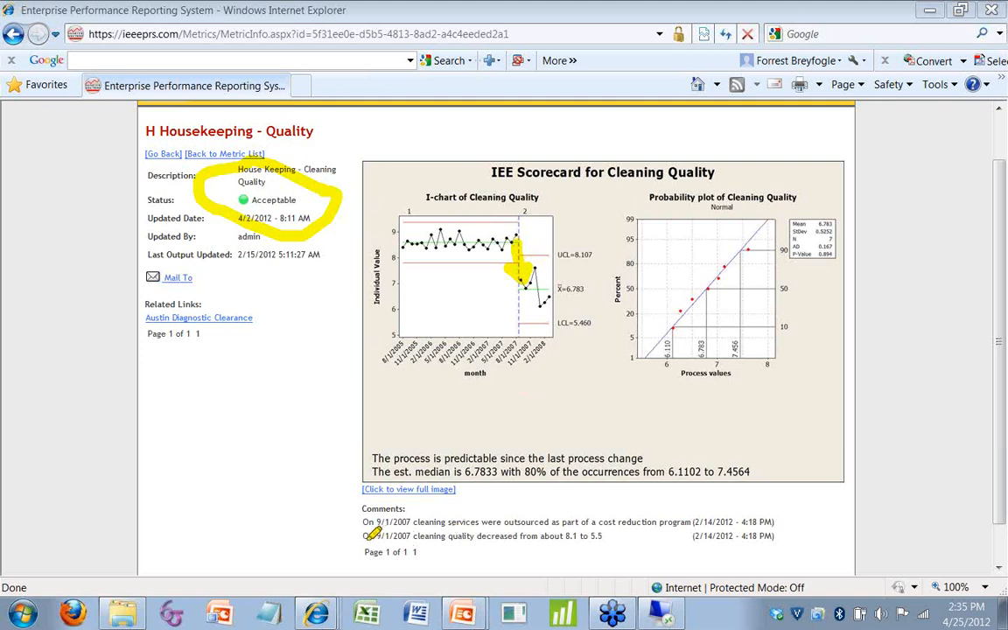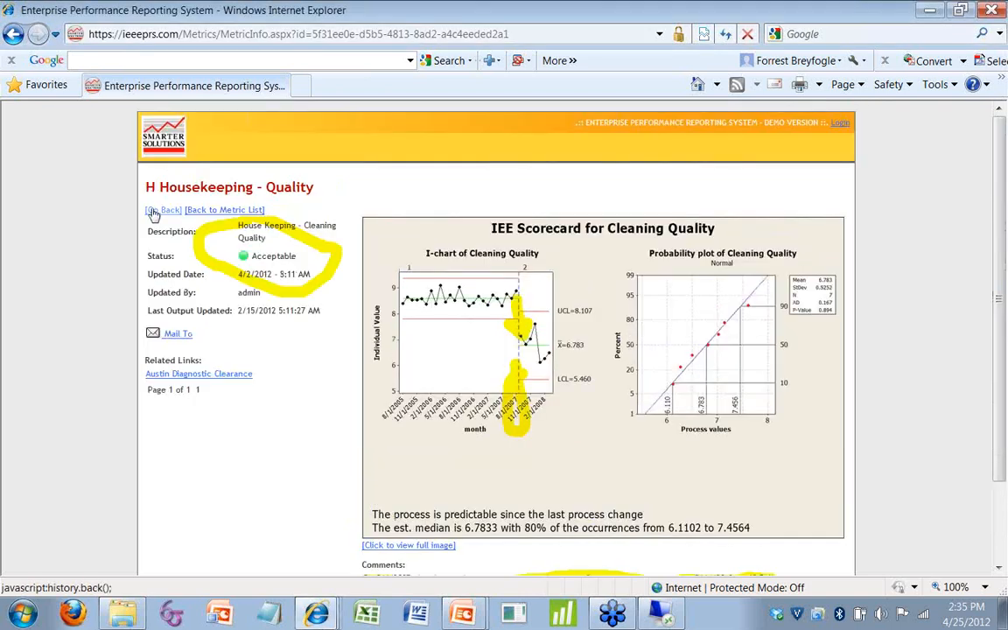But you notice here, the cleaning services were outsourced as part of a cost reduction program about in this time frame. Okay, another clue. That is a murder mystery. Who done it? We're trying to put together some clues here.